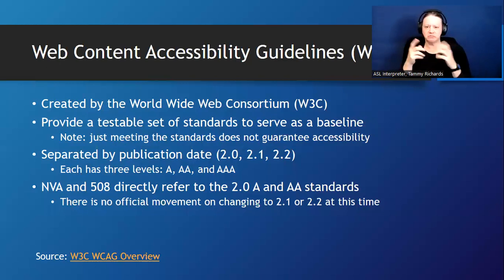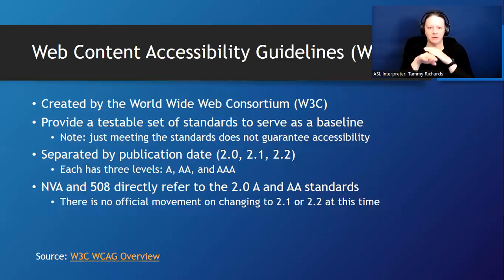They're separated by publication date. So 2.0, 2.1, and then 2.2, which is slated to be published this coming April. Anything older than 2.0 isn't really in use anymore. You can probably find it online, but in general, 2.0 is your starting point. Each of these publications has three levels: single A, double A, and triple A. So single A is your absolute base requirements. As I mentioned, alt text, navigation structure, info and relationships, captioning, that kind of thing. So it's everything you need to make it accessible in any form at all.